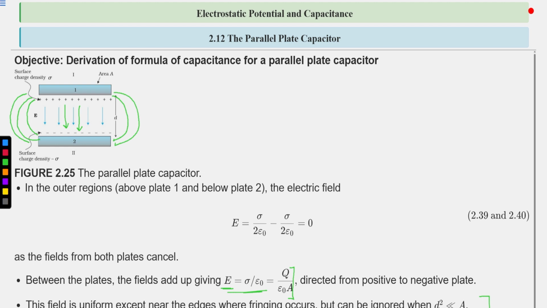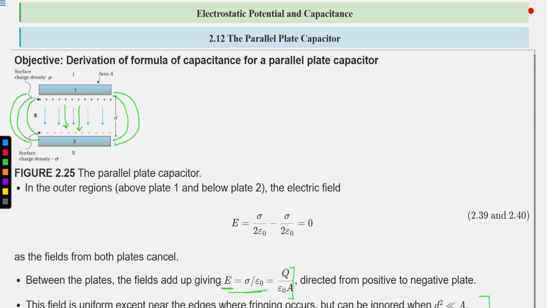But we have to consider a uniform electric field, because for our derivation we need a uniform electric field between the plates. That's why we are taking this assumption, d square is much less than a. This means the dimension specifying the separation between the plates of the capacitor is much less than the area of these parallel plates. This means these parallel plates are of very large area as compared to the distance between them. So a large amount of uniform field is present because the area of these plates is very large.